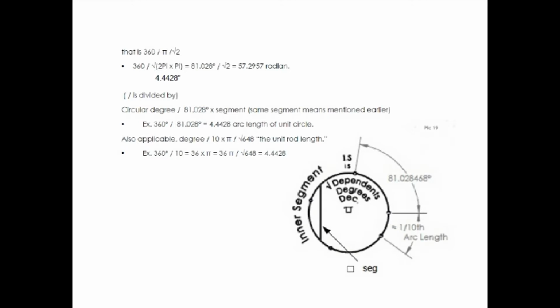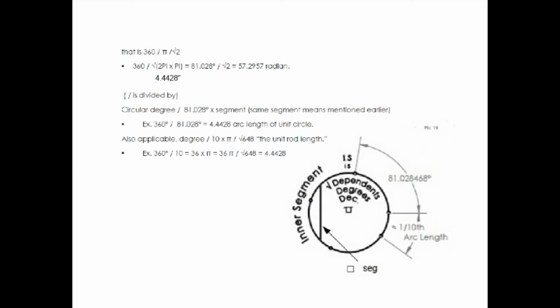Lastly, the angle made when one square segment is wrapped around a unit circumference is 81.028 degrees. That is, 360 degrees divided by pi divided by root 2. Or, for a full mathematical grasp, 360 degrees divided by the root of 2 pi times pi equals 81.028 degrees. Divided by root 2 equals 57.2957 radian.